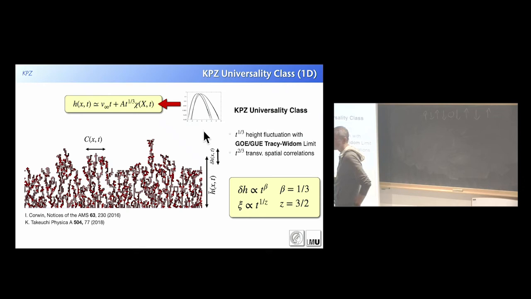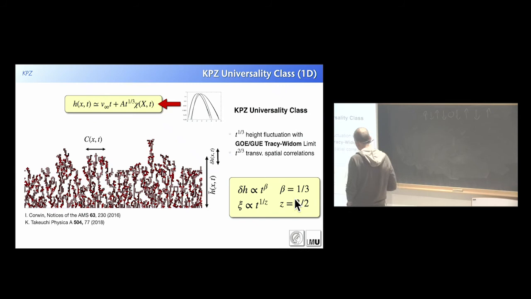We can come back to this. So the fluctuations of this height field will have this characteristic scaling as t to the 1/3 and this Tracy-Widom distribution. There are also spatial correlations across the height field, and they are linked in space and time by the dynamical exponent. And the dynamical exponent in this case is 3/2, so 1.5. This contrasts to the case of diffusion where you have 2 and ballistic where you have 1. Okay, so it's a different type of how space and time are linked to each other.